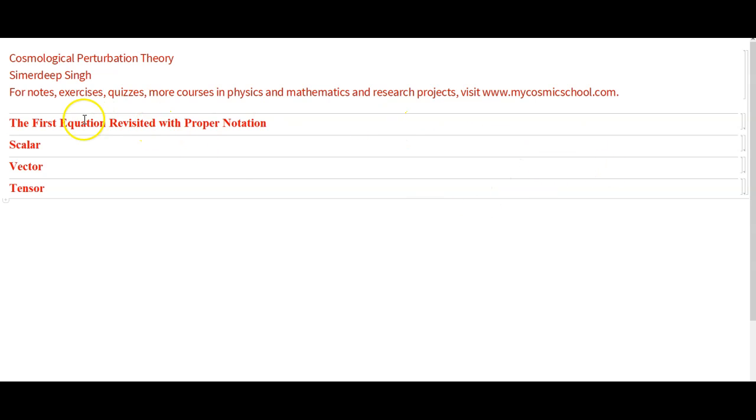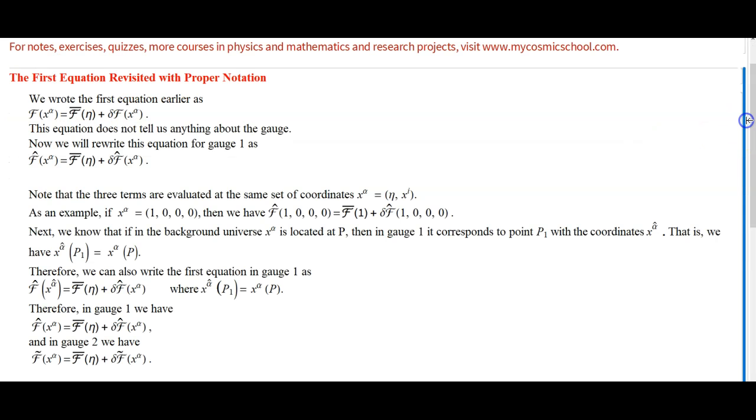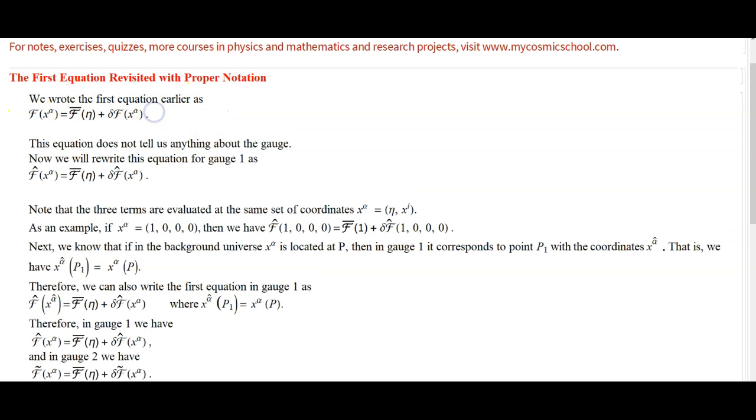Now we are going to rewrite the first equation with proper notation. We saw that the first equation is written as field F is equal to F in a perturbed universe is equal to F bar in the background universe plus delta F, which is the perturbation in the perturbed universe.